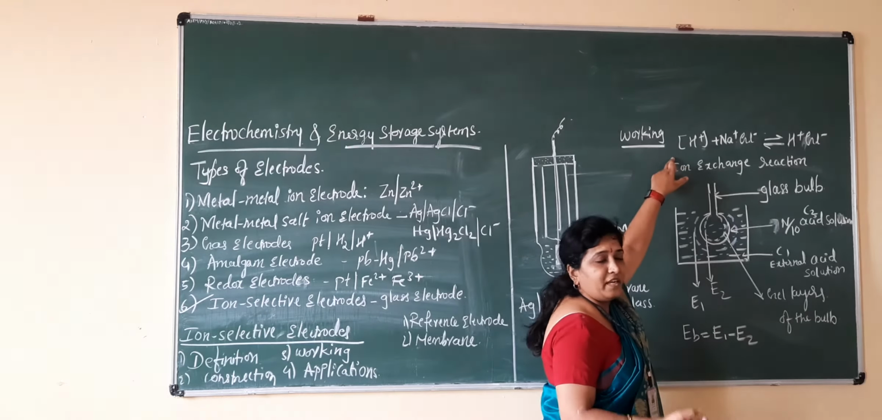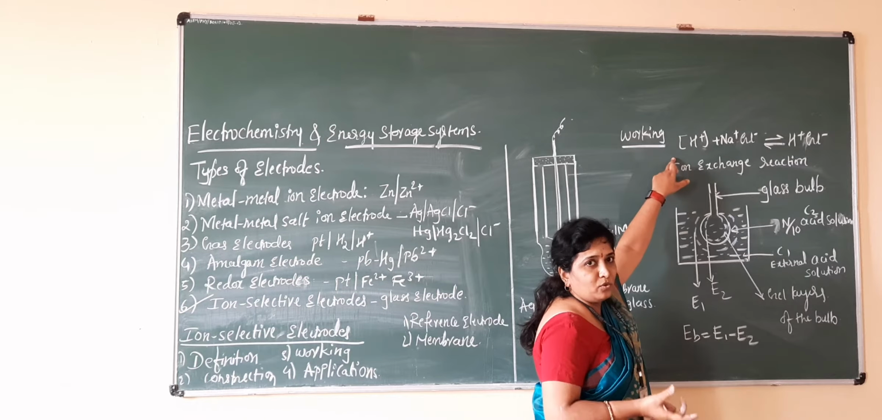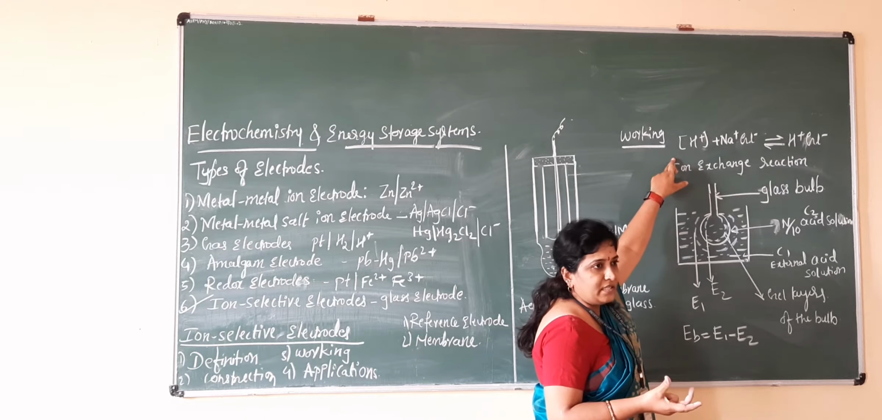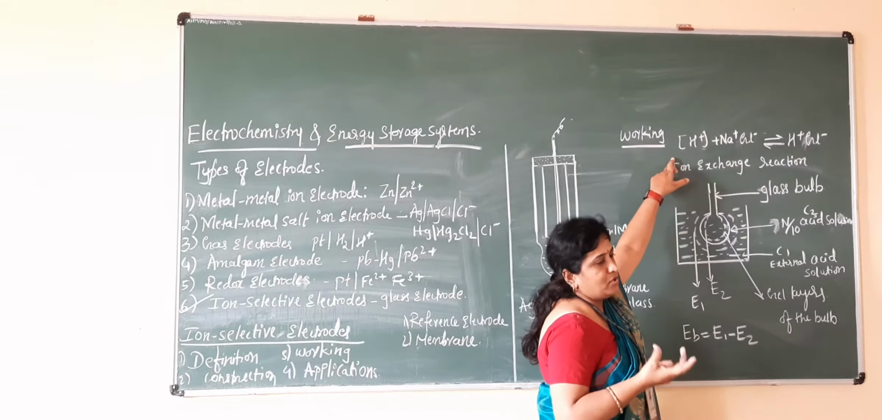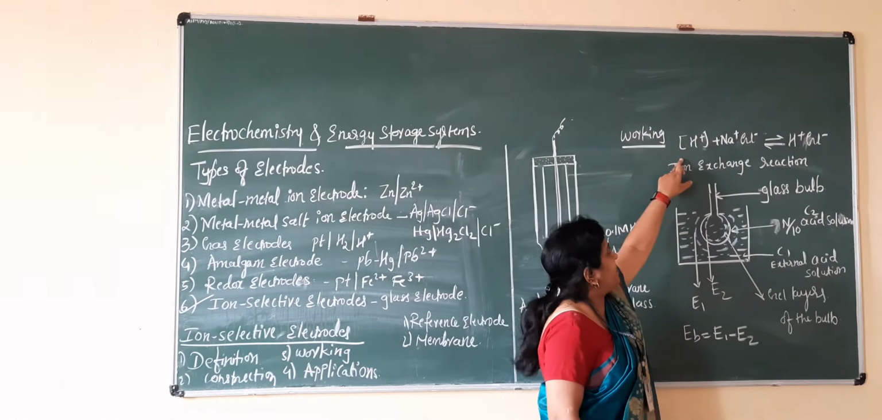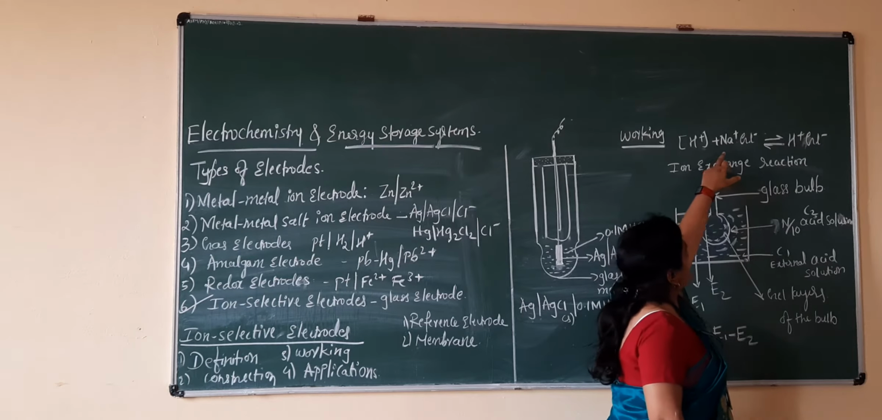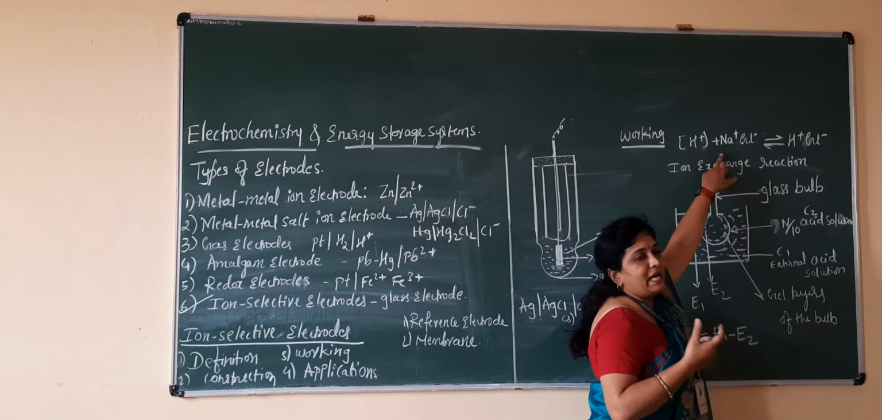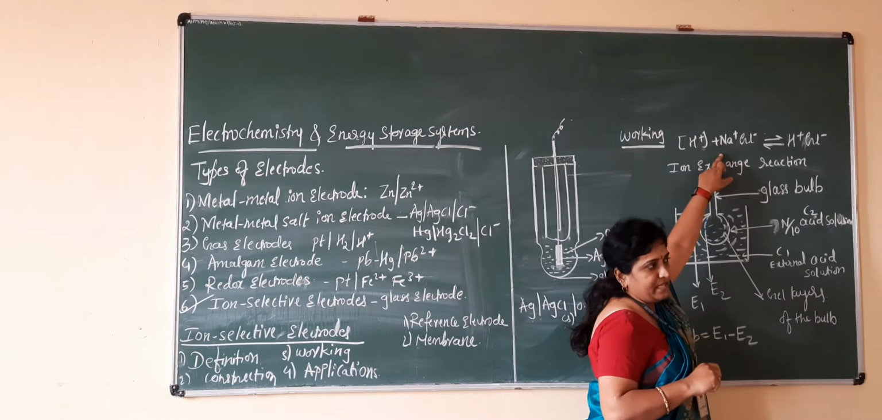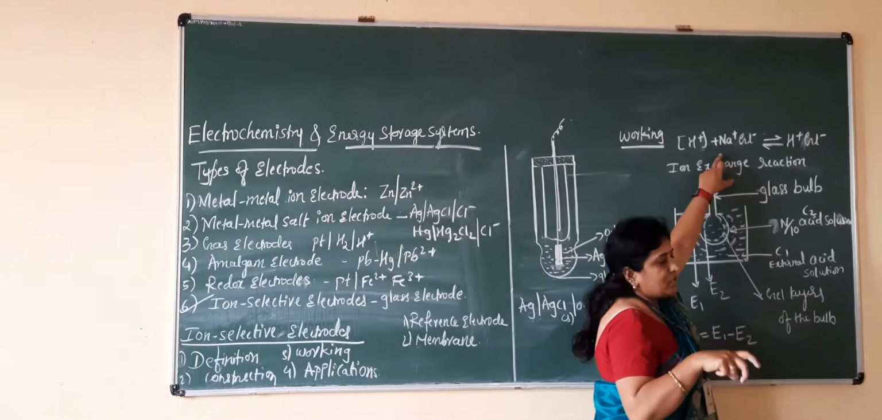H plus ions, from where do we get them? As I already told you, we have taken a beaker containing what? Acid solution. So the H plus ions are from the acid solution, and the Na plus is from the glass membrane, which contains Na plus ions. So when that is dipped, what happens here?